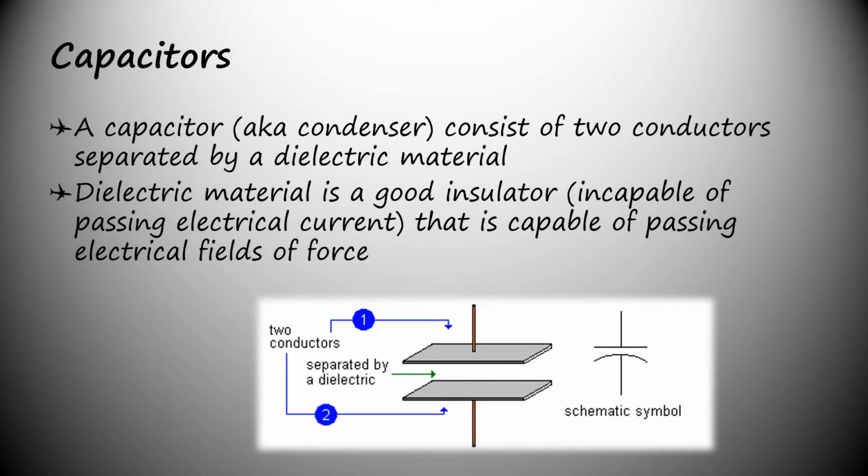A capacitor consists of two conductors separated by a dielectric material. Dielectric material is a good insulator and is incapable of passing electrical current, but is capable of passing electrical fields of force. Oftentimes the conducting plates are thin sheets of metal foil separated by a special paper serving as the dielectric. The foil and paper are then rolled up together, creating a capacitor with large conducting plates in a relatively small size.